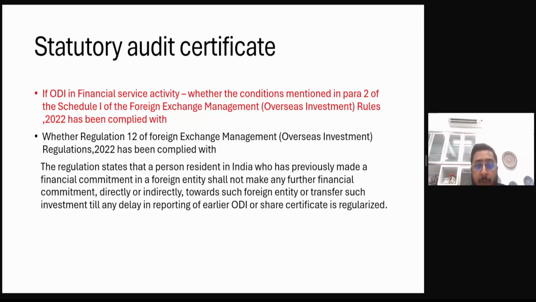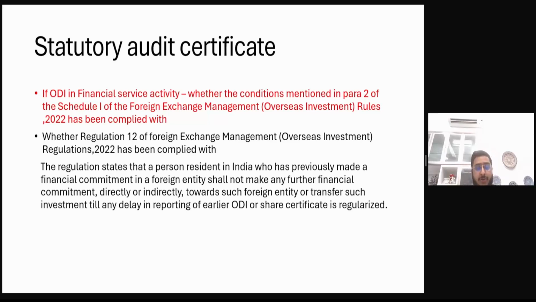Then whether Regulation 12 of the Foreign Exchange Management Overseas Investment Regulations 2022 has been complied with. Now, what is Regulation 12? The regulation states that a person resident in India who has previously made a financial commitment in a foreign entity shall not make any further financial commitment directly or indirectly towards such foreign entity or transfer such investment till any delay in reporting of earlier ODI or share certificates is regularized. As I explained, with any delay in an earlier ODI, we cannot make another ODI in that entity. So you have to ensure the same, and you are also certifying the same as a statutory auditor.